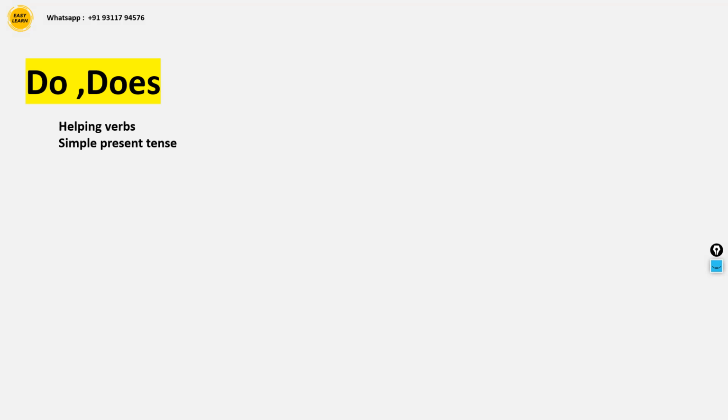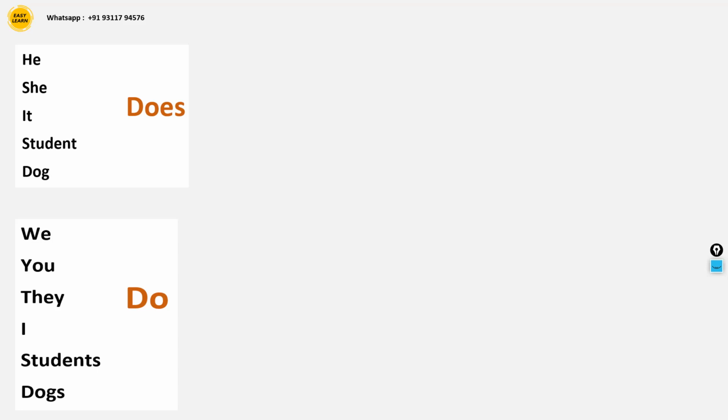So guys, do and does. They are helping verbs. Mostly we use them with simple present tense. Simple guys, do, does. They are what? They are helping verbs. With which tense are we using them? We are using them with simple present tense. Okay? Fine. So, you understand? Good. Now, let's move to the next guys.